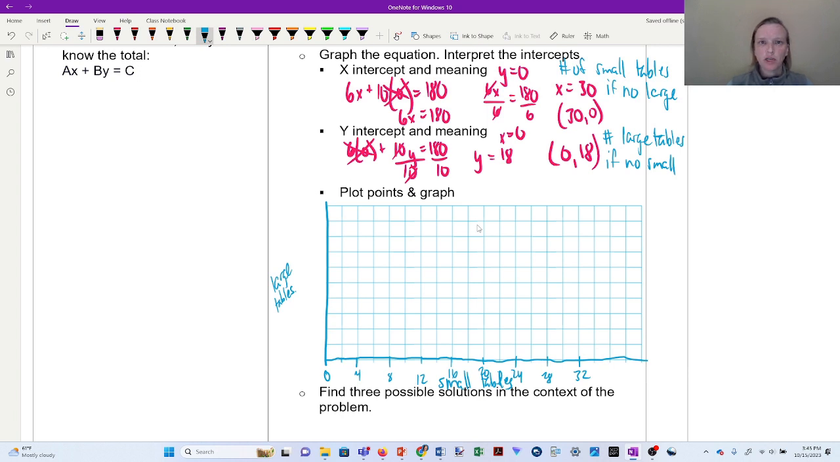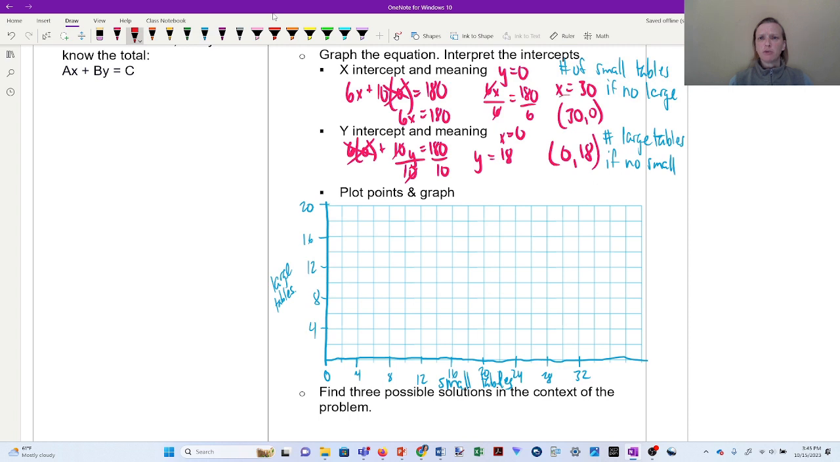Let's look at the y direction now. I need to get up to 18 in the y direction. And again, if I just count by 2s, I should get there. 2, 4, 6, 8, 10, 12, 14, 16, 18, 20. Gets me far enough in the y direction.